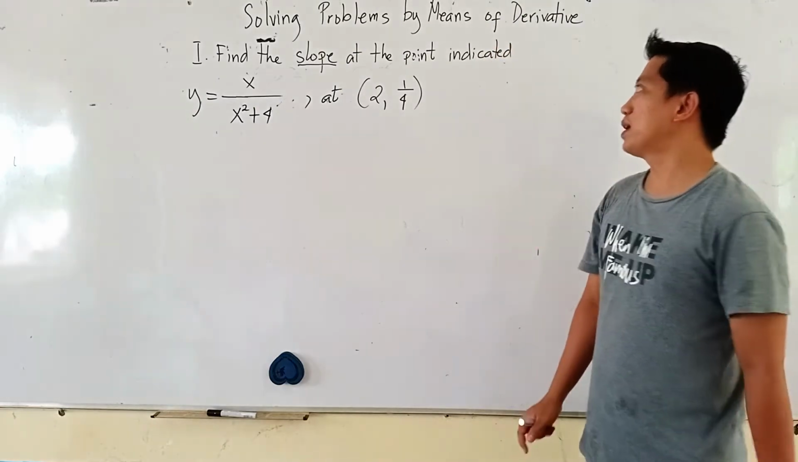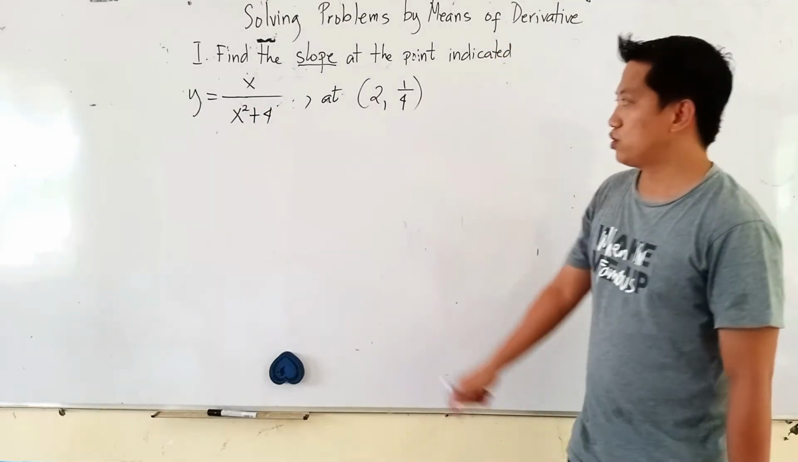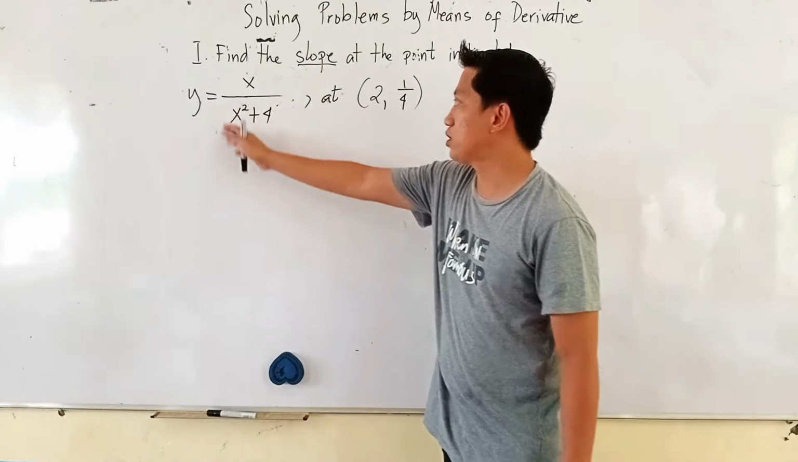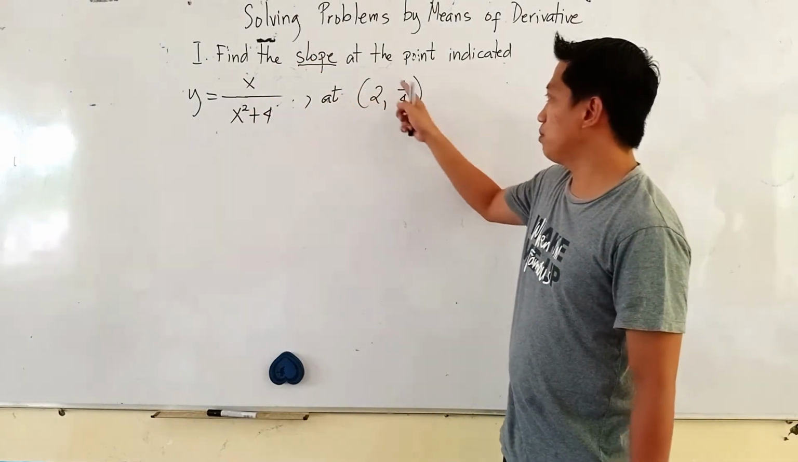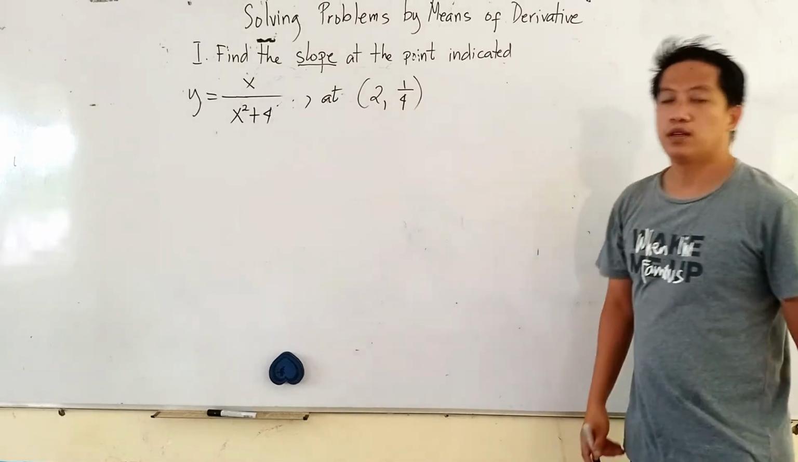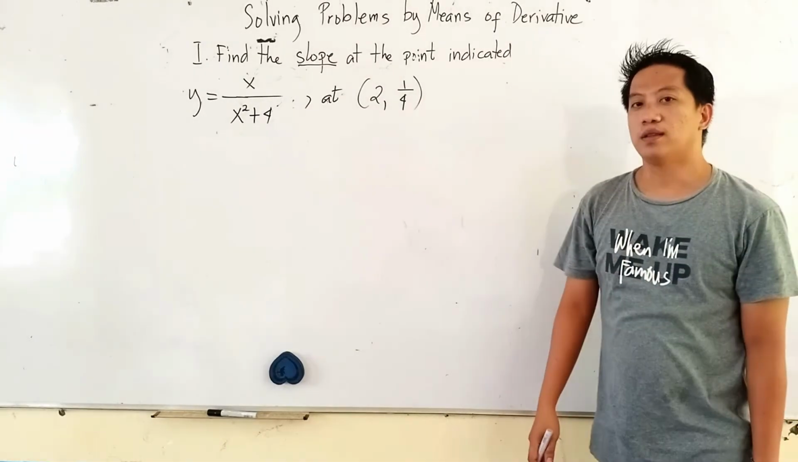Problem: find the slope at the point indicated. So we have here a function y is equal to x divided by x squared plus 4 at a given point (2, 1/4). So ano yung una natin gagawin?